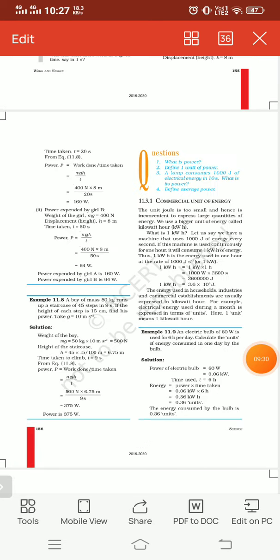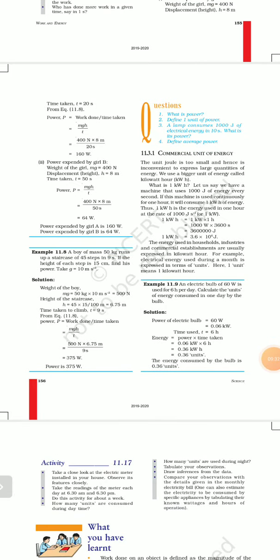You have to complete the exercise of this chapter. Examples 11 and 11.9 you have to complete.